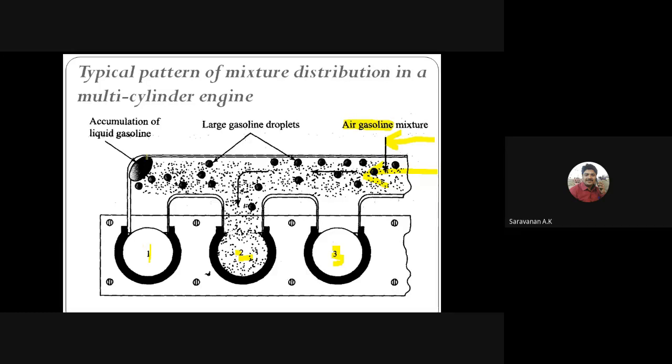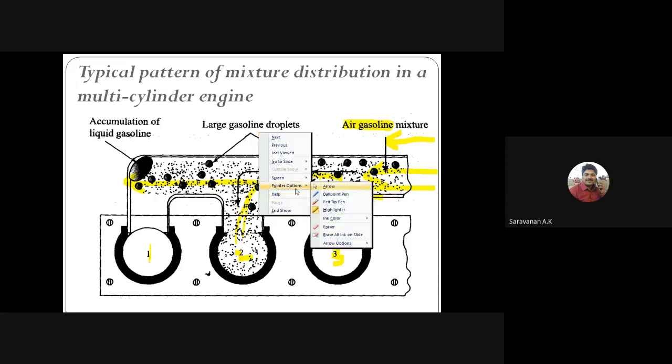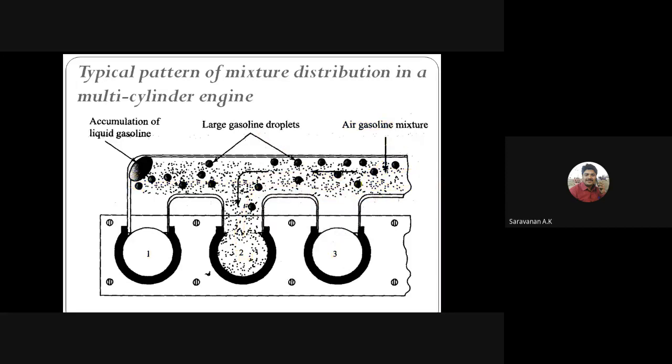So the air fuel mixture gets into cylinder number 2, but the air fuel flow also goes to the end of the manifold, right? So it reaches the end of the manifold, and at the end of the manifold you can see there is an accumulation.